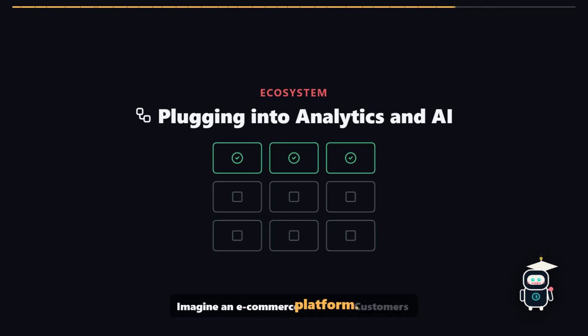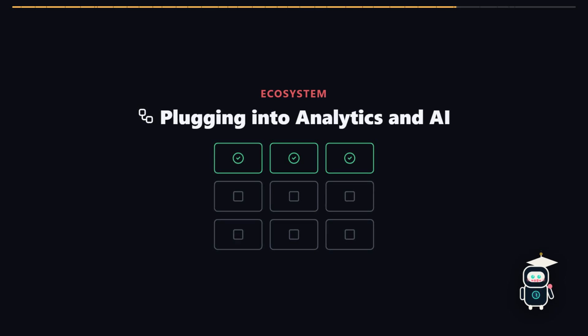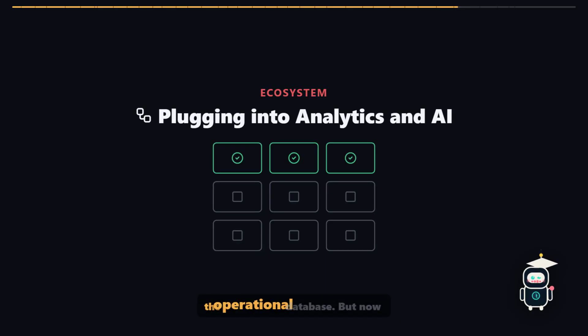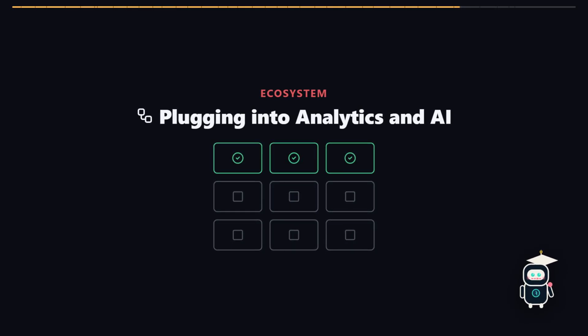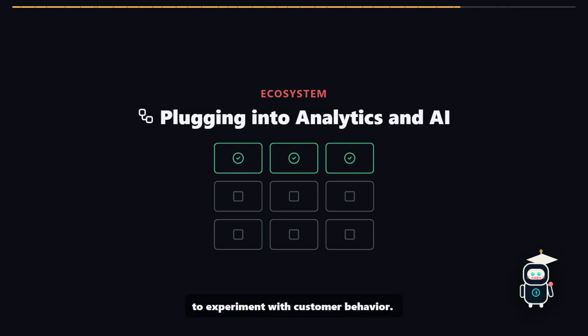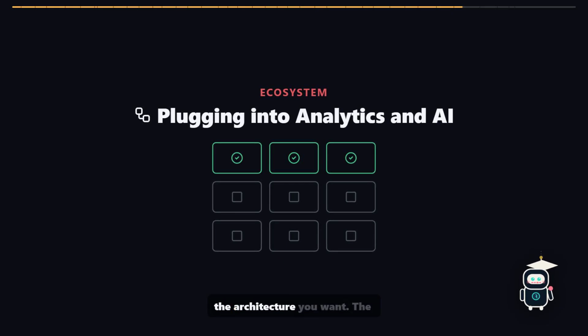Imagine an e-commerce platform. Customers place orders. Payments are recorded. Inventory changes. Customer information is updated. Those transactions belong in the operational database. But now the analytics team wants to analyze years of sales data. And the machine learning team wants to experiment with customer behavior. Should both teams simply run massive queries against the production Aurora writer? Usually that's not the architecture you want.